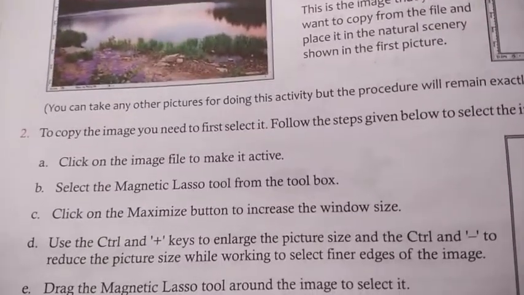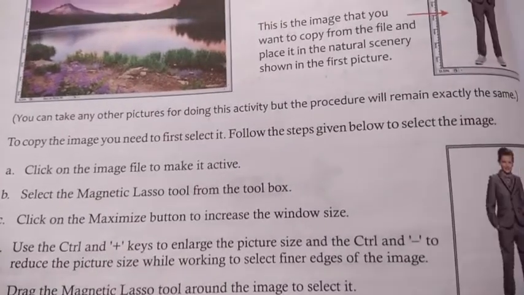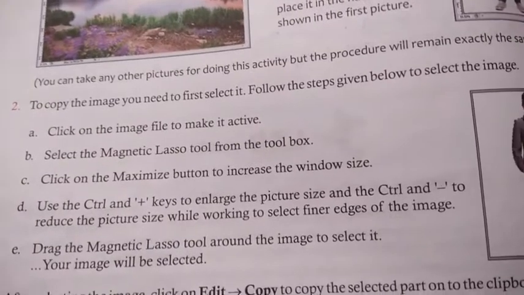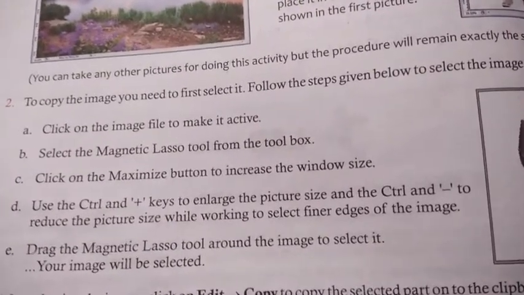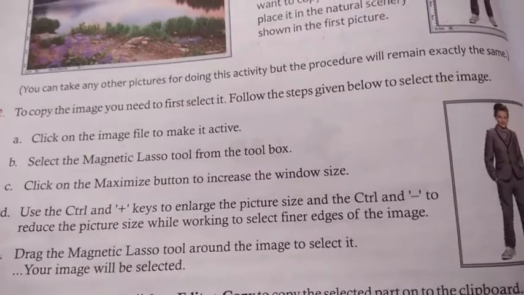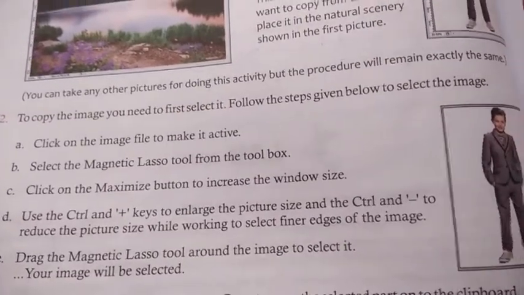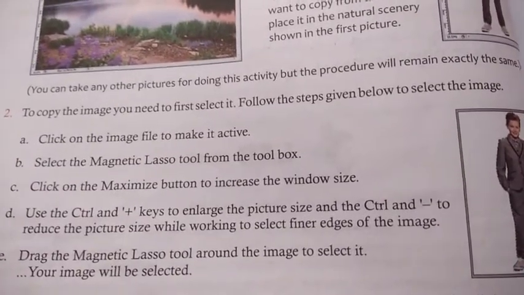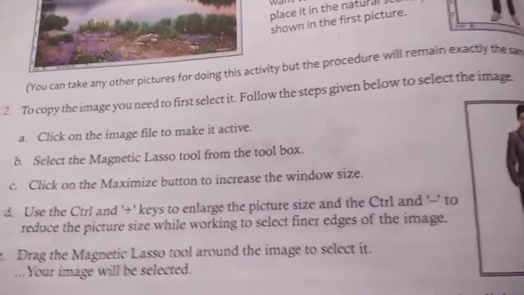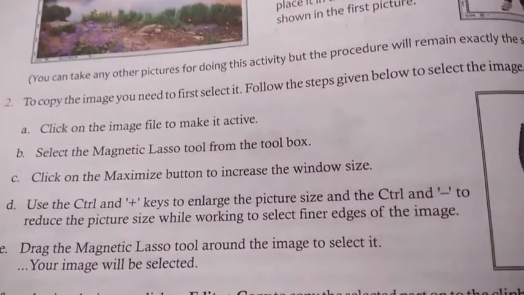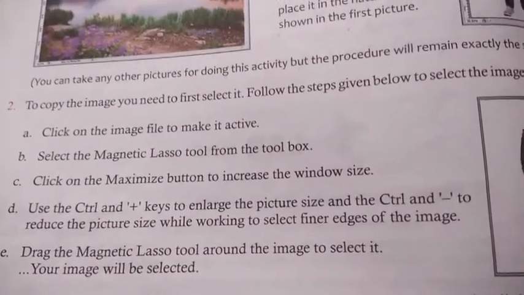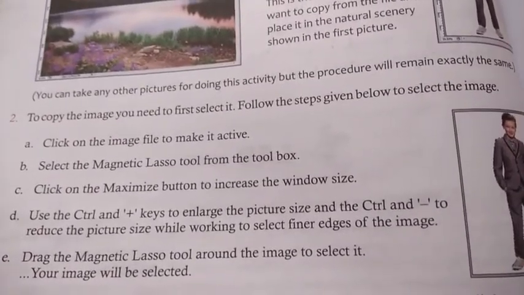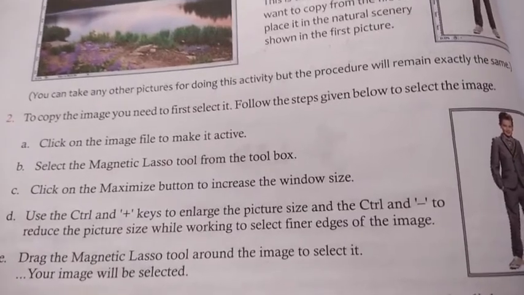Second, to copy the image, you need to first select it. Follow the steps given below. First, click on the image file to make it active. Then select the magnetic lasso tool from the toolbox. Then click on the Maximize button to increase the window size. Then use the Ctrl and plus keys to enlarge the picture size, and the Ctrl and minus keys to reduce the picture size while working to select finer edges of the image. Then drag the magnetic lasso tool around the image to select it. Your image will get selected.